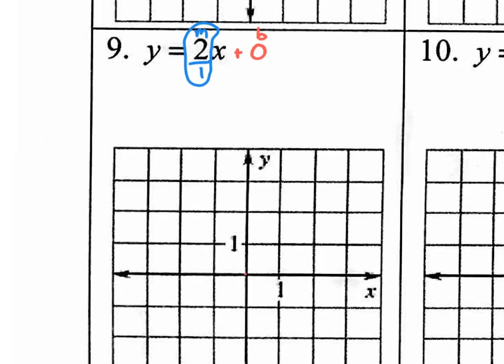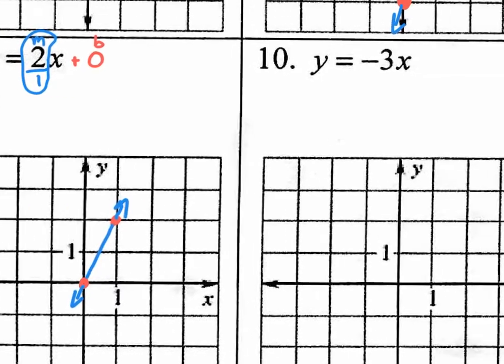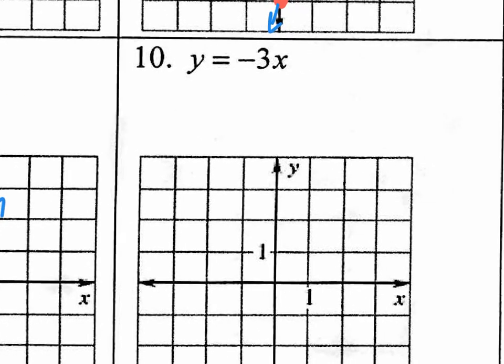So let's put a dot right at 0, and from that point I'm going to go up 2 over 1, and I'm going to put a dot right there. And of course connect the dots, put some arrows on it. We're done. Number 10, again, the b value is going to be plus 0.